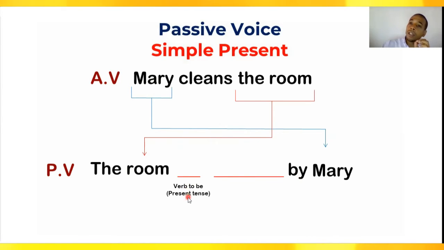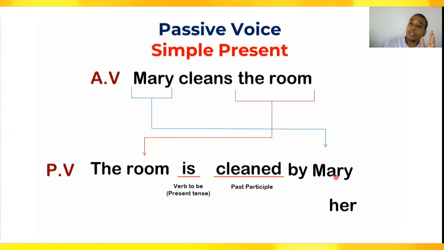The verb to be is in simple present because the verb in here, the main verb, is in present. So singular form, the room, simple present, is. Now you have the verb clean. It must come here, but in past participle. Cleaned, because it's a regular verb. This is the first step. Since Mary is the object, it is receiving the action.